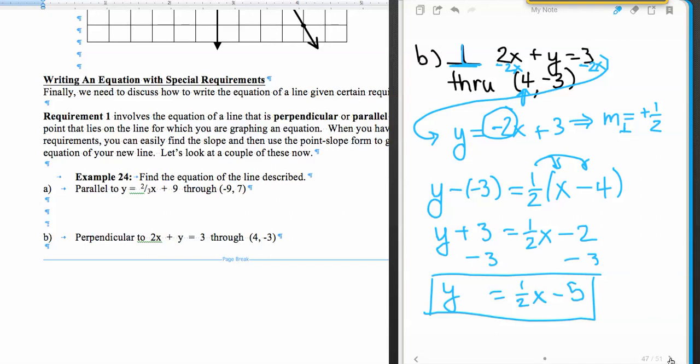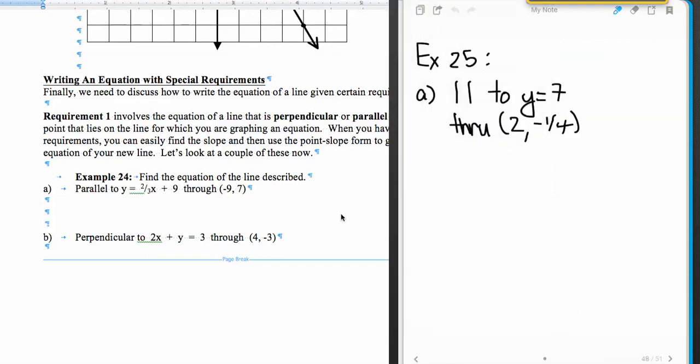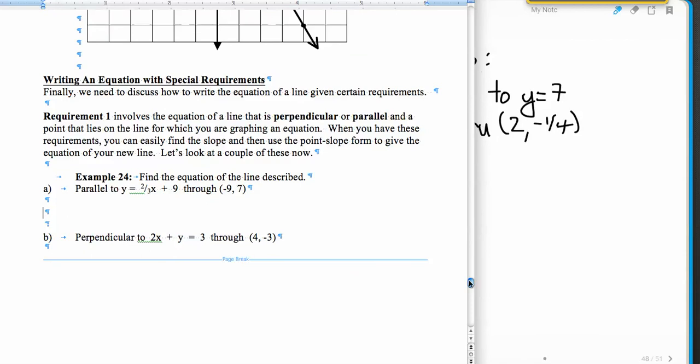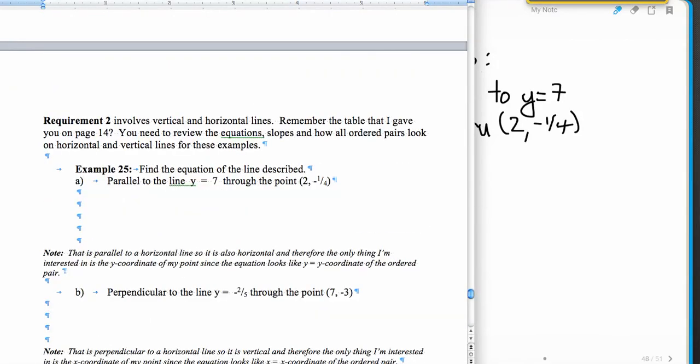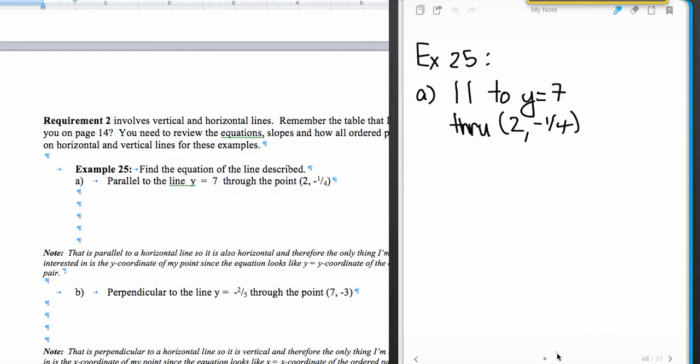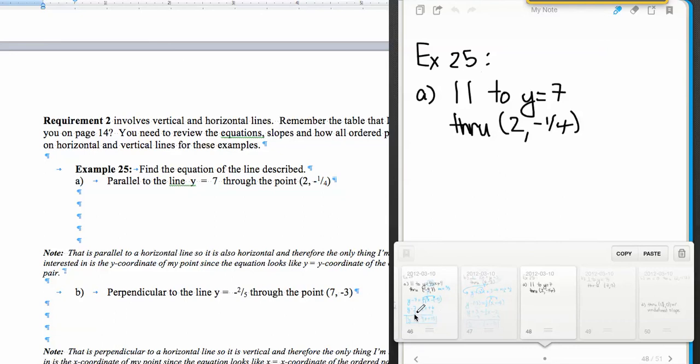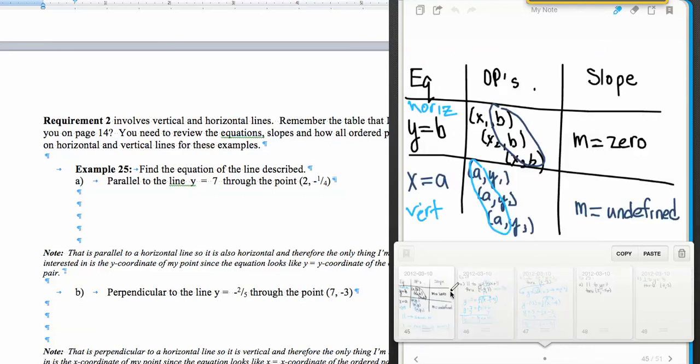So those are parallel and perpendicular. In the next video, we're going to do some more of those, but we're going to throw in our horizontal and vertical requirements as well. So we're still going to see parallel and perpendicular, but we're also going to see horizontal and vertical. And so that's going back to those particulars that I had outlined for us back here on this page. So I will see you in a second.